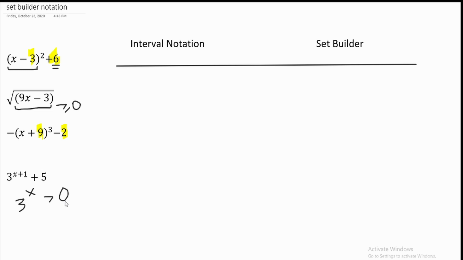The reason being, regardless of what x you put in there, you'll never be able to get a value of 0. The closest we can get is if we put negative infinity in there, a really, really negative number. What that does is it turns this into (1/3)^x. However, this is always greater than 0, because this is just 1/3 multiplied by itself a lot of times. But 1/3 multiplied by itself a bunch of times is never equal to 0. So keep that in mind.